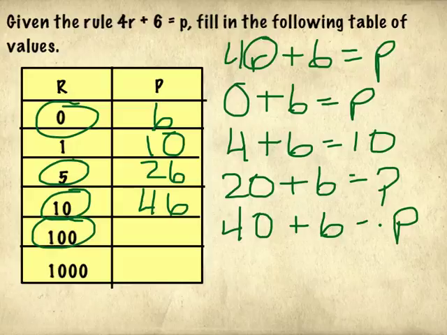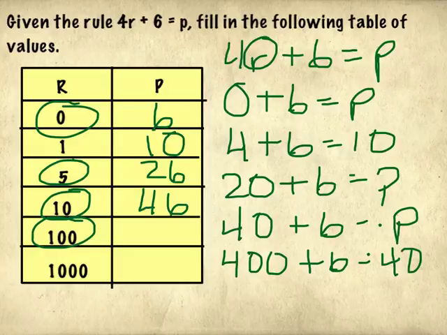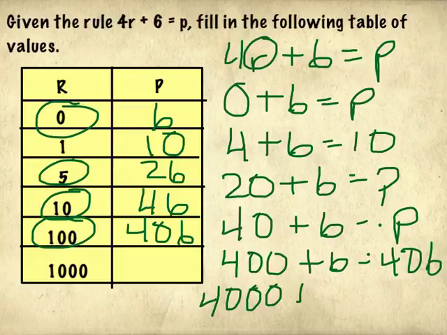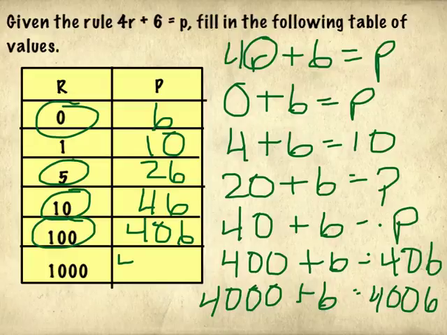Next up, I have 100. 100 times 4 is 400. Plus 6 is 406. And last, I have 1,000. So 4 times 1,000 is 4,000. Plus 6 equals 4,006. And there you have it.